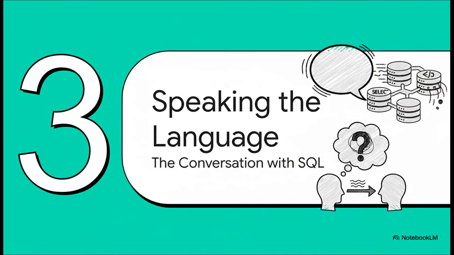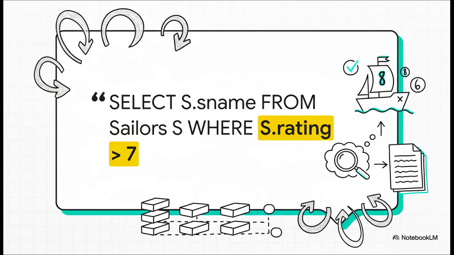Okay, so our data is all neat and tidy in these tables. Fantastic. But now what? How do we ask it questions? How do we have that high-speed conversation we were talking about earlier? Well, we need a language that both we and the database can understand. And that language is SQL, Structured Query Language. Now, I know it might look a little techy, but it's actually more like a very, very precise English sentence. This query here is just asking the database, hey, show me the names of all the sailors who have a rating higher than 7. See? It's a clear, direct instruction.